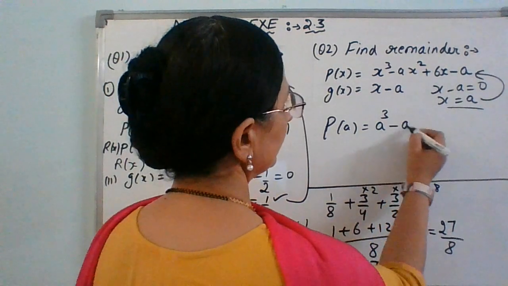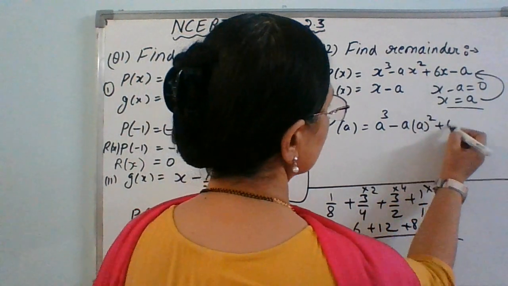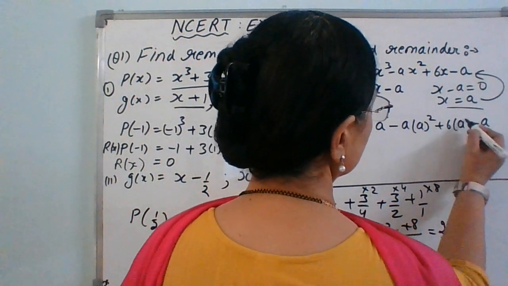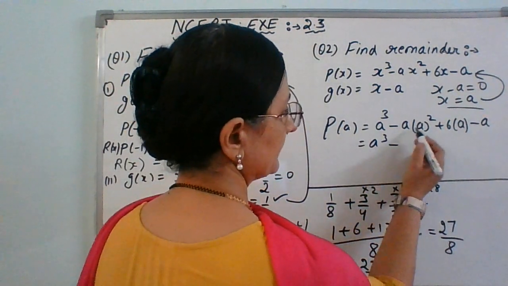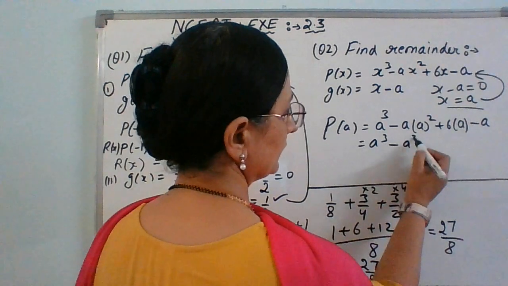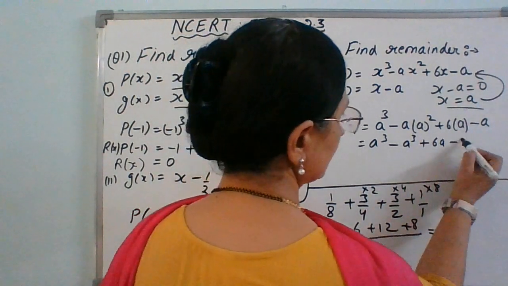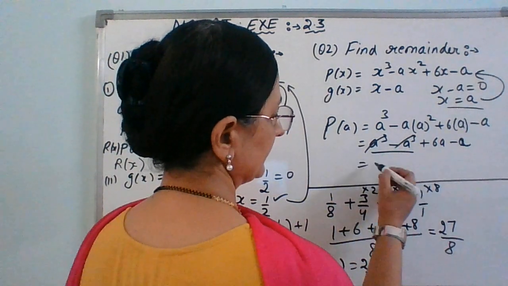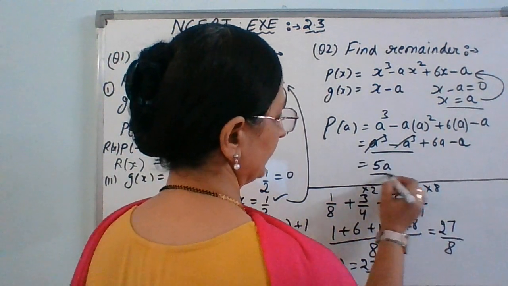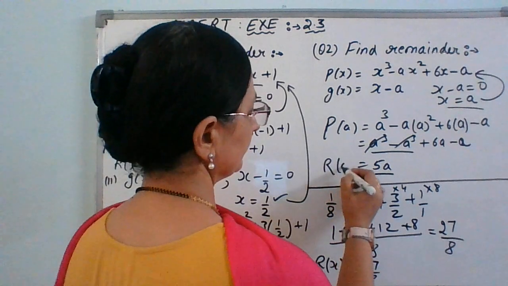So a cube square 6 into a. I have substituted a cube where there is x, here also it becomes a cube square, and a cube plus 6a minus a. So this positive and negative cancel out. Here 6a minus a, that is plus 5a. So this was the remainder.